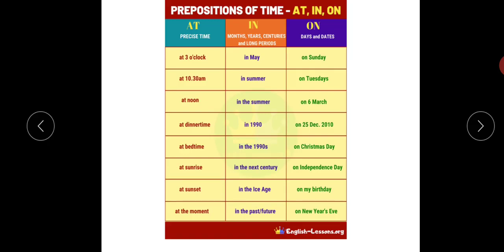So அதை சொல்லும்போது தான் நம்ம on சொல்கிறோம். You can see on Sunday, then on Tuesdays, on 6th March, on 25th December 2010, on Christmas Day, on Independence Day, on my birthday. Okay, it is not in my birthday or at my birthday, it is on my birthday, on New Year's Eve. So these are called prepositions of time.